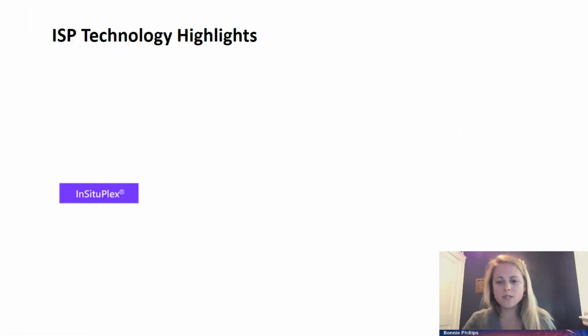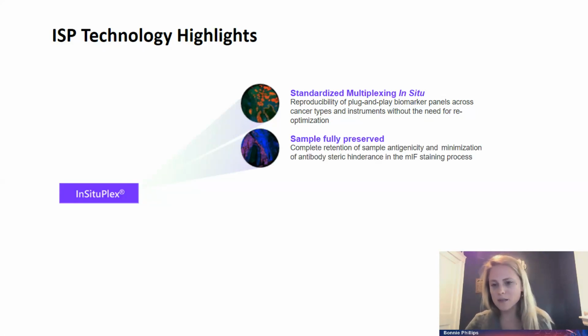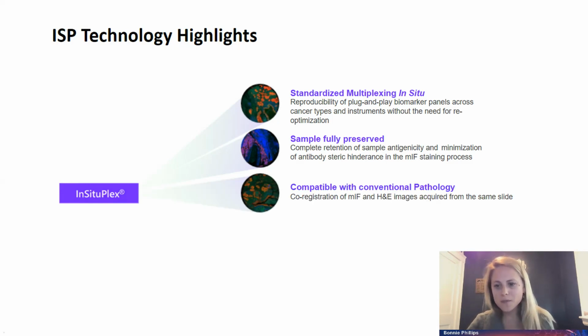So technology highlights is that we have standardized this assay, so it is reproducible, plug and play. The technology is streamlined and simple, easy to use. And the protocol is the same from one assay to the next, regardless of the tissue indication. Sample is fully preserved, as I had shown in the previous slide. There's one round of antigen retrieval at the very beginning. So this preserves the quality of the tissue.